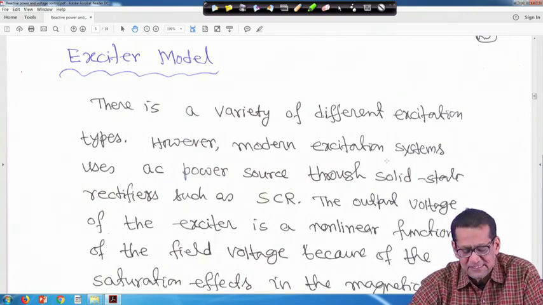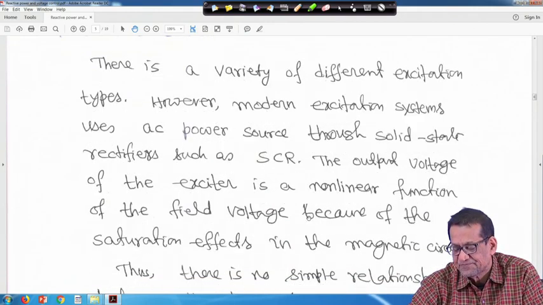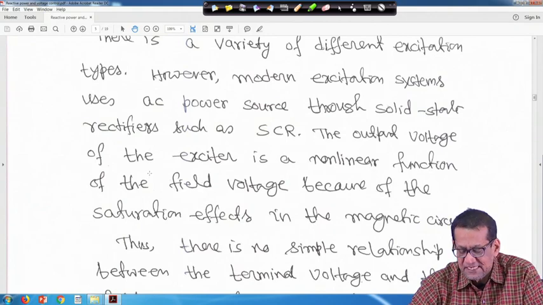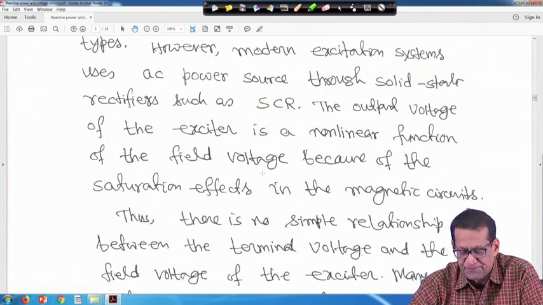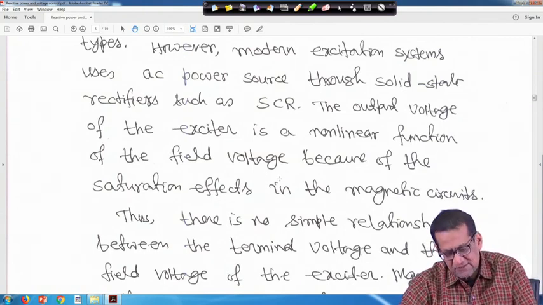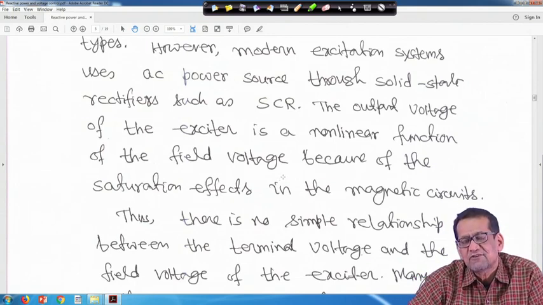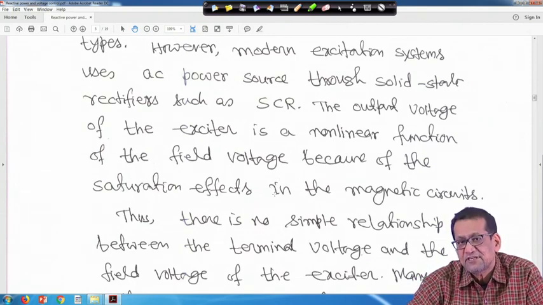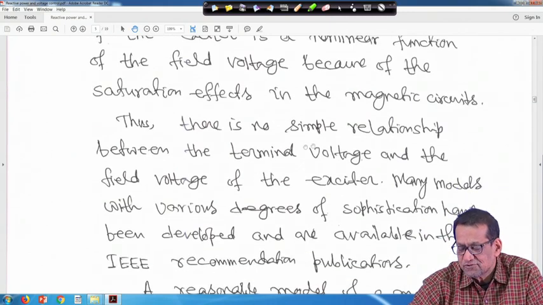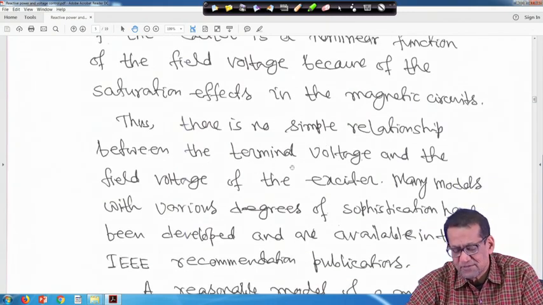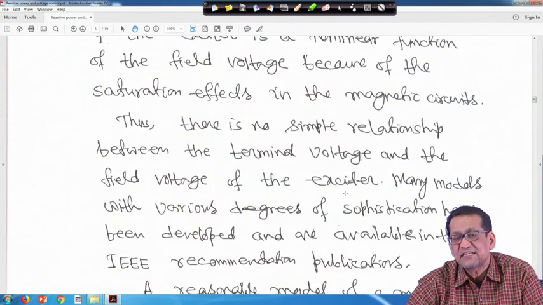However, modern excitation systems use an AC power source through solid state rectifiers such as SCR. The output voltage of the exciter is a nonlinear function of the field voltage because of the saturation effects in the magnetic circuit. This you also know, right. That is why when I was covering synchronous machines, I did not consider the nonlinearities or saturation effect, as it would take a long time to discuss those things. I have only considered their linear part. So, there is no simple relationship between the terminal voltage and the field voltage of the exciter.